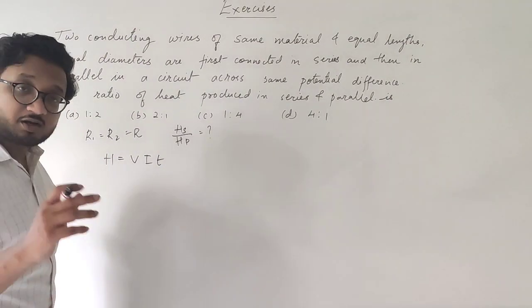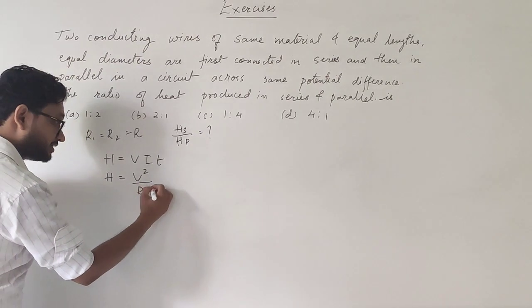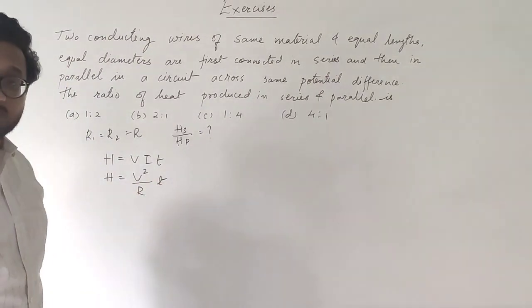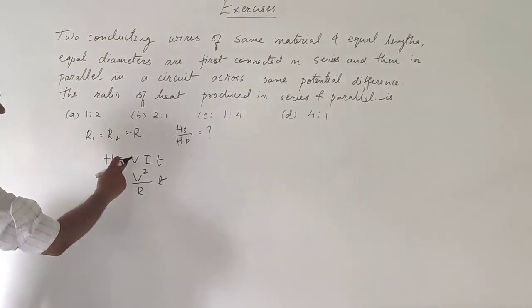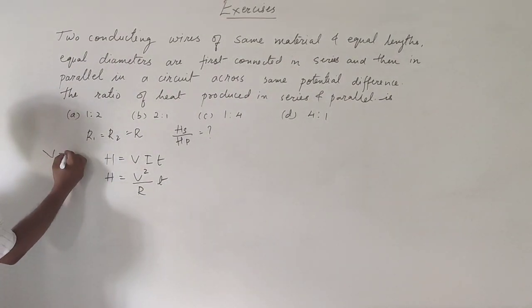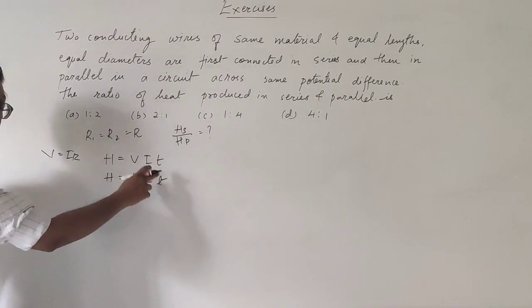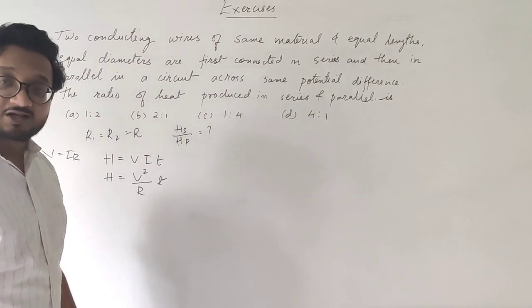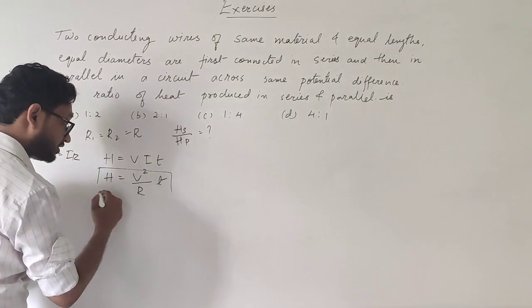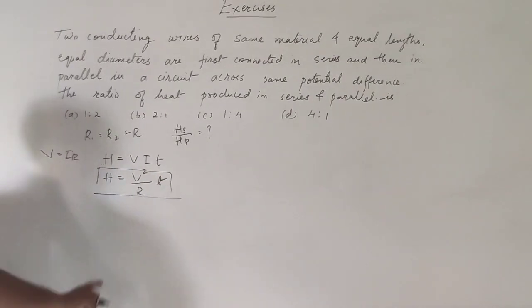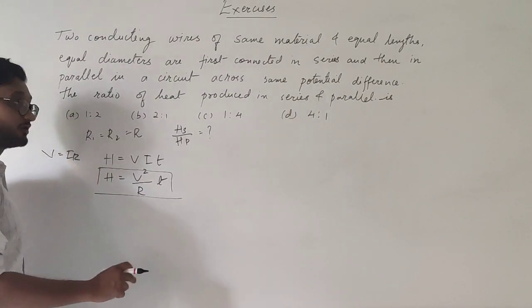If you remember, one of the formulas for heat energy is H is equal to V square by R into T. If you don't remember this, please check the previous videos. I have given the thorough explanation of how this happens. We only apply the Ohm's law over here, that is V is equal to IR in this formula, and then you get V square by R into T by finding the value of current. This way we now have the formula for heat energy using the value of resistance.